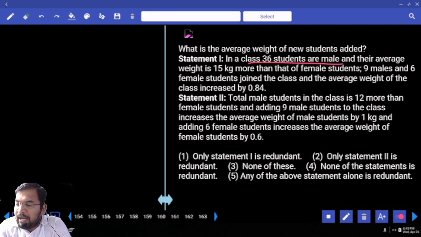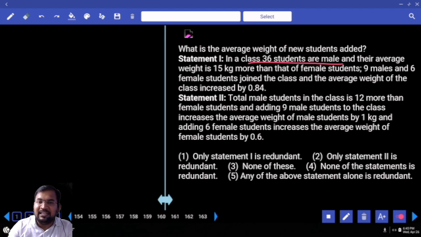Next, 2. Male students in the class are 12 more than the female students, and adding 9 male students to the class increases the average weight of the male students by 1 kg, and adding 6 female students increases the average weight of the female students by 0.6. Here they didn't mention the number of males or females. Here also we don't know the strength of the class. Is it possible to find the answer? No. Only 2 is also not possible. If we combine both also, in the second statement they didn't mention the strength. In the first statement they gave some males, but in the second statement we don't know about the females also.